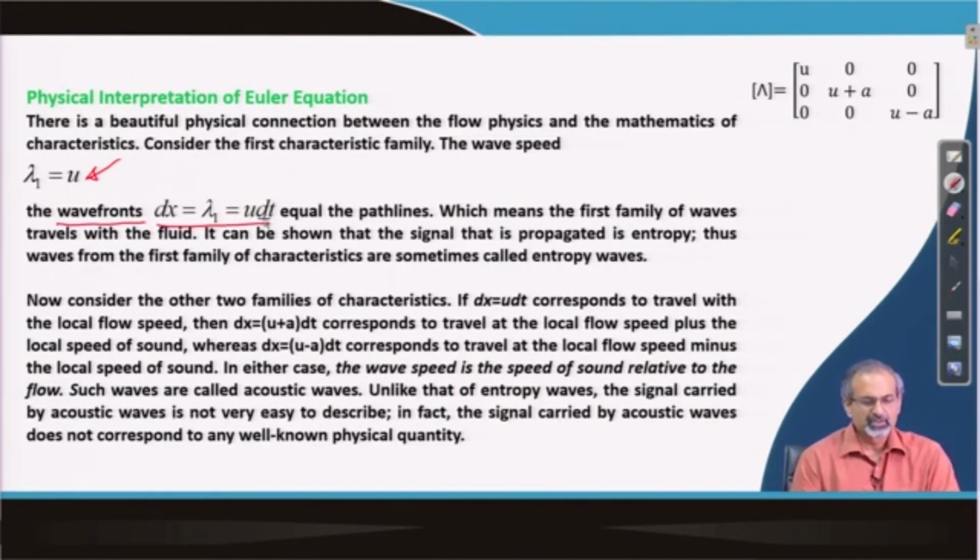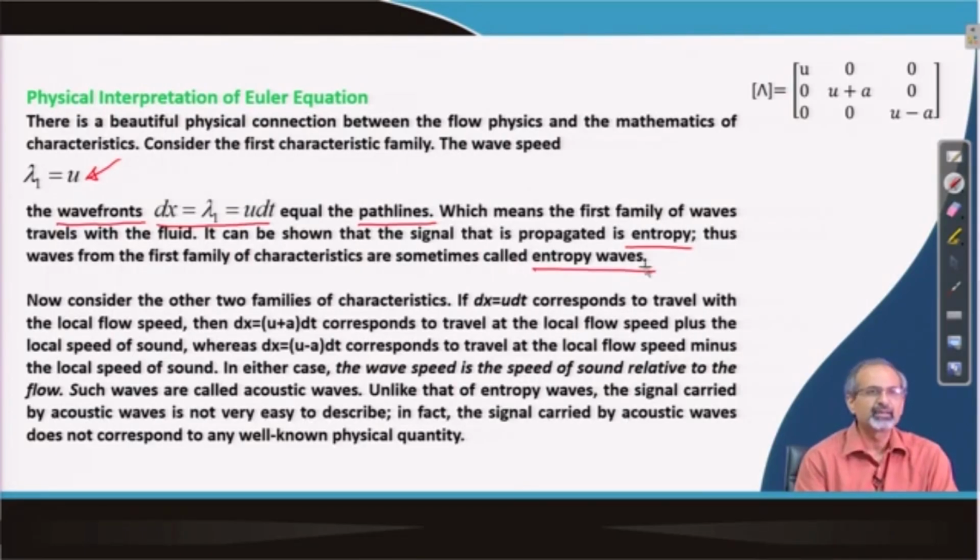So, u is equal to dx/dt. From there we can define the equations of these wave fronts, and they are nothing but the path lines of the flow, which comes from our basic fluid mechanics. This means that the first family of waves would travel along with the fluid. And what information or signal do they propagate? They propagate entropy information, so they are called entropy waves.